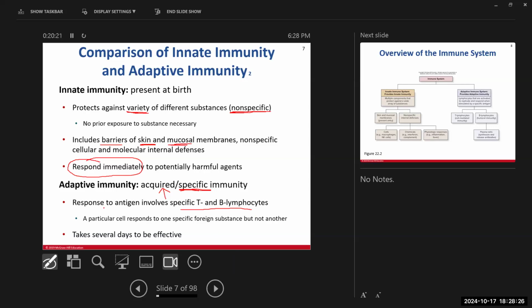So for some of these cases, instead of waiting weeks possibly to get over whatever illness you have, if you are exposed to it again, it can be days, even hours. We'll talk about how this all works. But here's what we're going to say for adaptive immunity: a particular cell responds to one specific foreign substance, but not another. Which means that certain cells are specific for chickenpox, certain cells are specific for COVID, certain cells are going to be specific for viral meningitis. So it's going to be specific. When we get to adaptive immunity, innate, not so much.